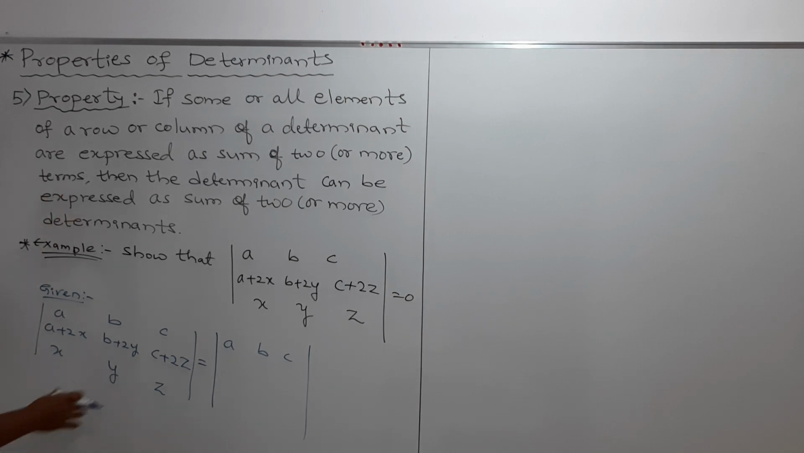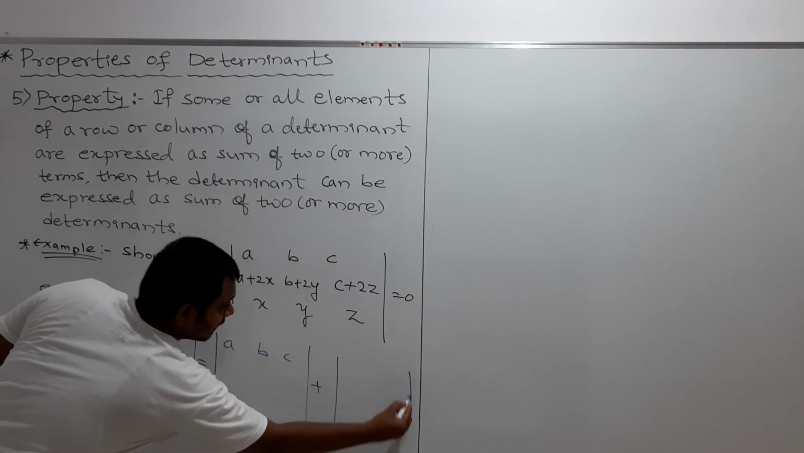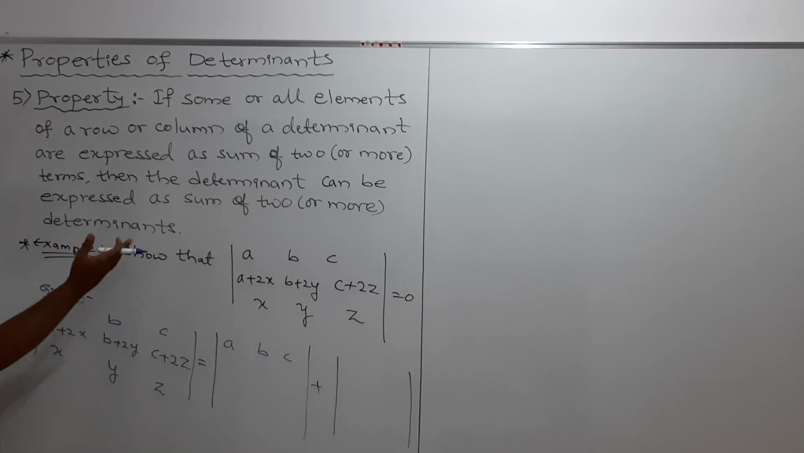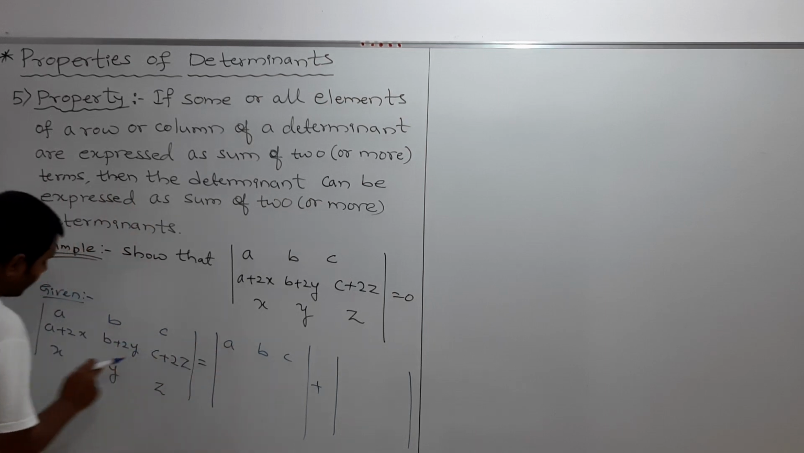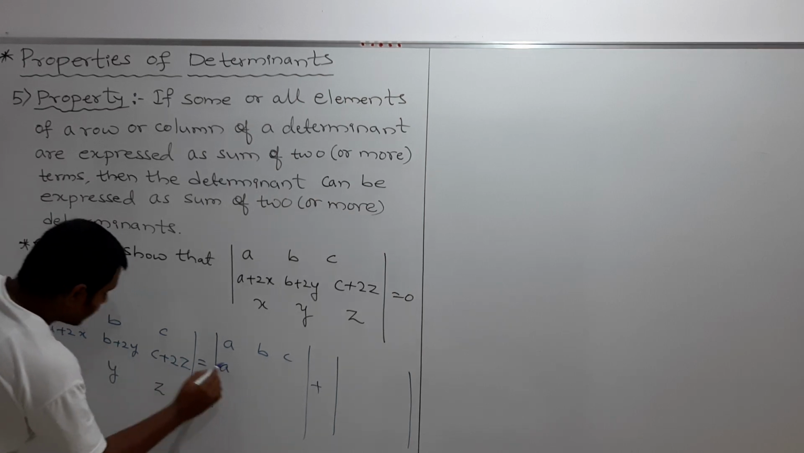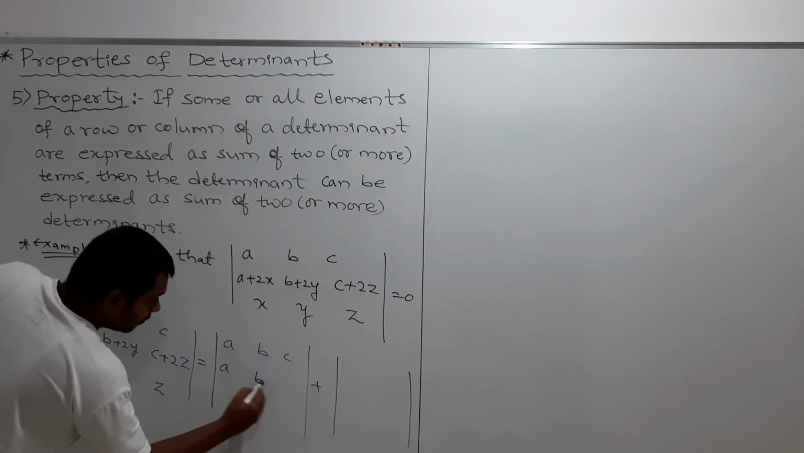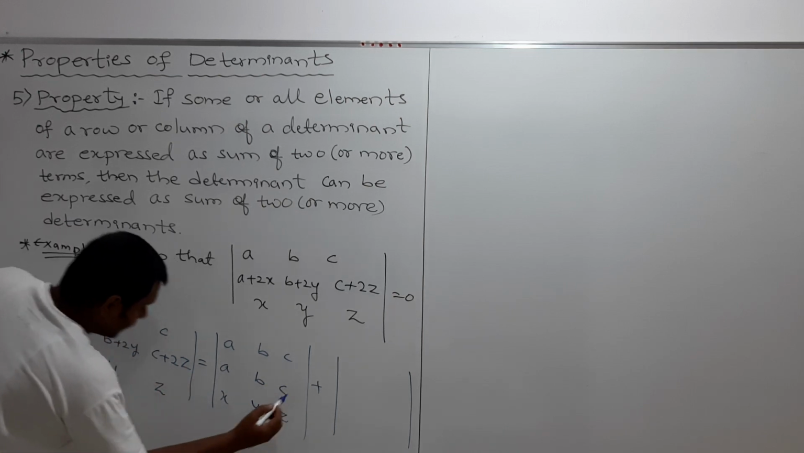The property says that in any given determinant, if any rows or columns have the sum of two terms, that can be expressed as the sum of two determinants. Am I correct? That is property number 5 that I am using now. The first row a b c I write as it is. Now here it is the sum of two terms, so I split this one: a b c, and next x y z.